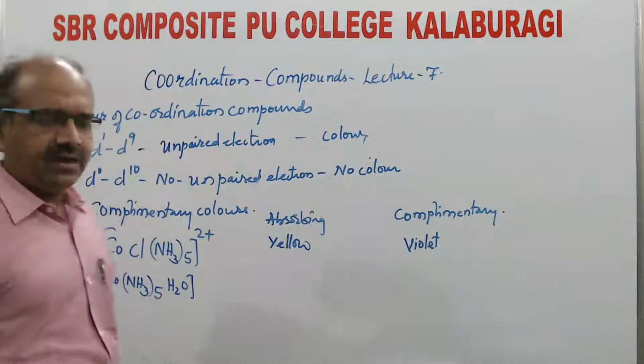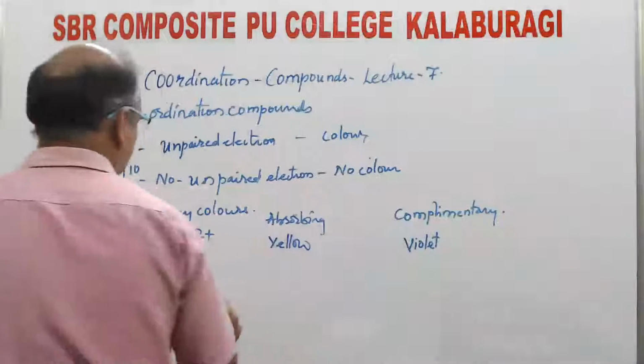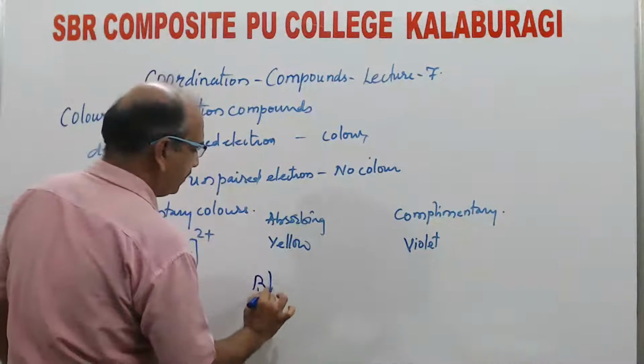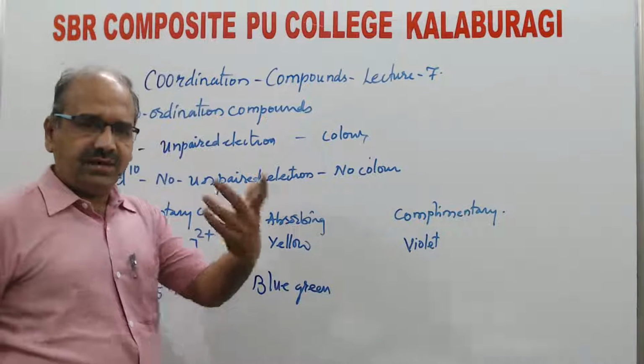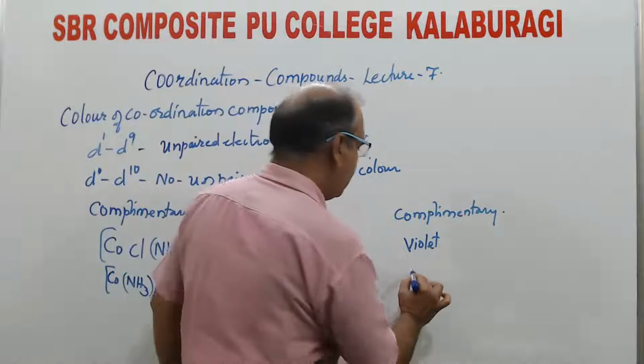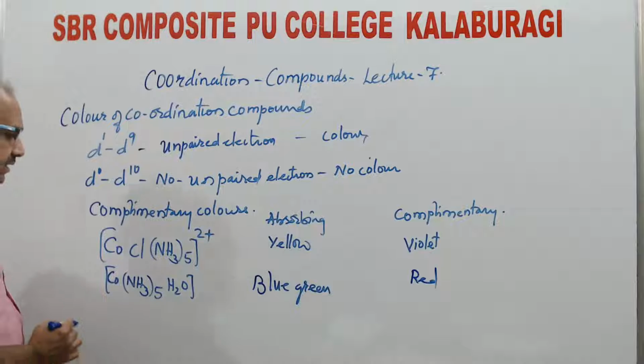Naming you can try, right? So here this is absorbing blue-green color, and this is giving which color? It is giving the red color. For the blue-green, the complementary color is red.